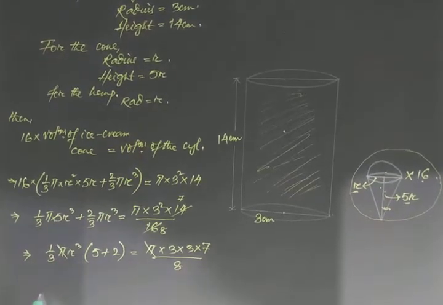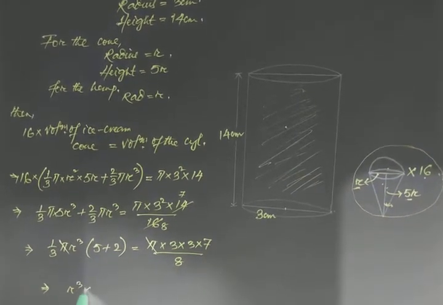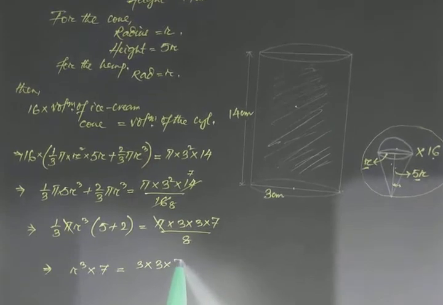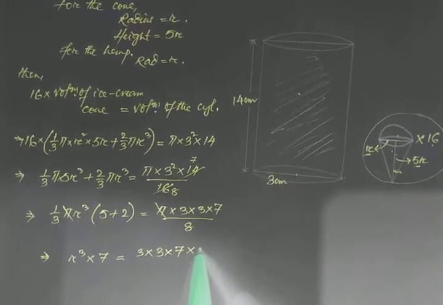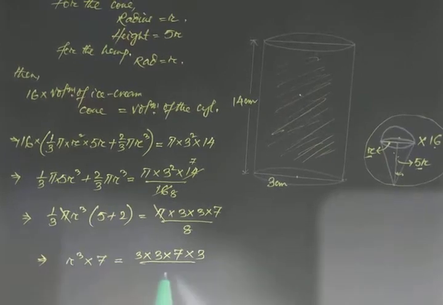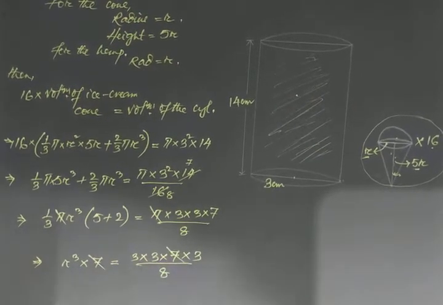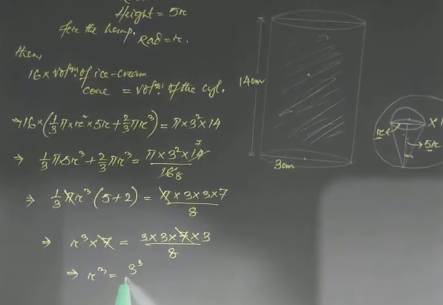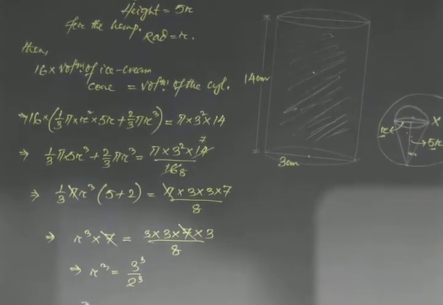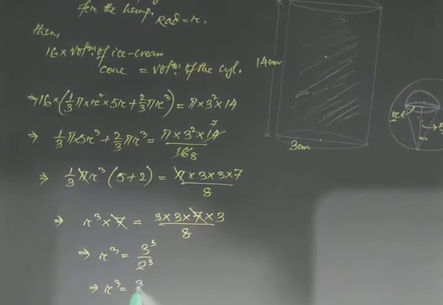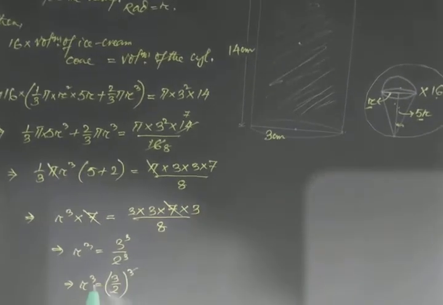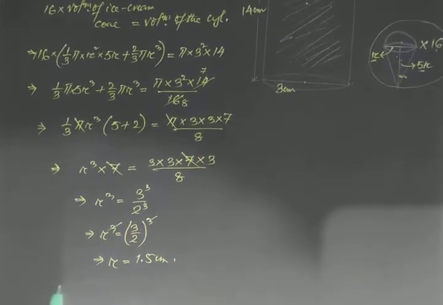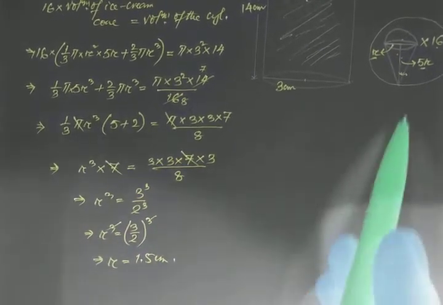Cancelling pi and pi on both sides. We have r cube into 5 plus 2, 7, and 3 into 3 into 7. On cross multiplying, once again 3. Cross multiplying with this, 8. Now cancelling 7 and 7 on both sides. R cube, 3 cube divided by 2 cube is 8. Now r cube equal to 3/2 whole cube. Cancelling cube and cube on both sides. R is now 1.5 centimeter. This is the radius of the cone that we have.